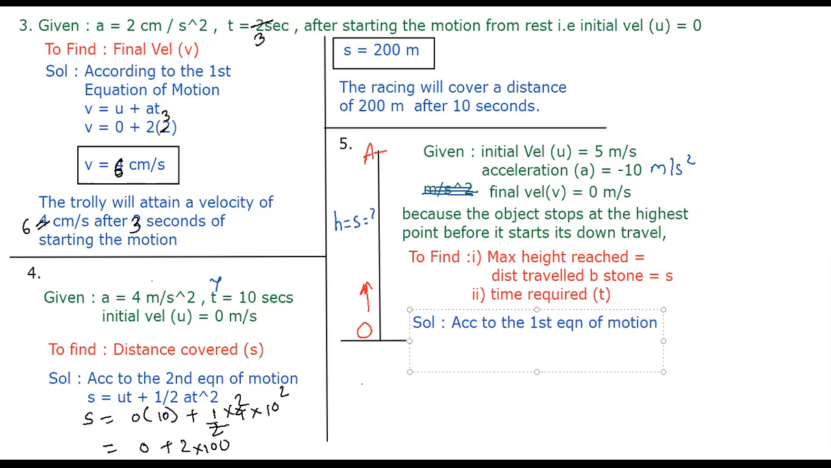What do we have? v is equal to u plus at. Put the values. 0 is equal to 5 plus minus 10t. Minus 10t comes here and becomes plus 10t. Yes or no? Yes. 10t is equal to 5. t is equal to 5 upon 10.